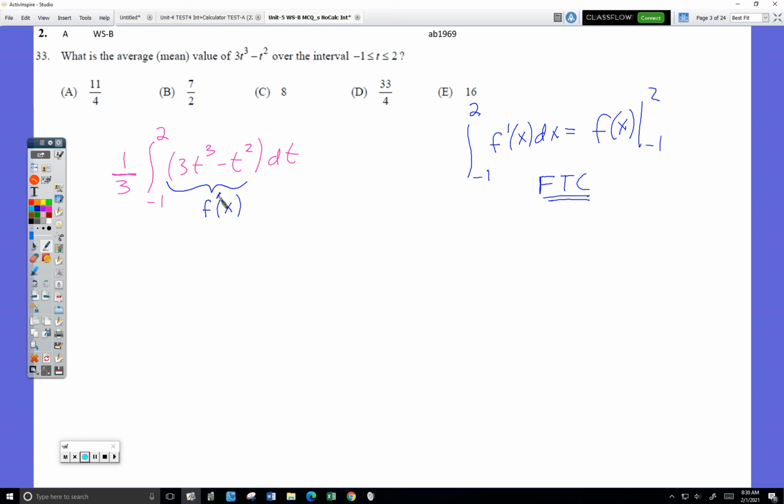This one's a lot easier because I'm subtracting, so I can search for the antiderivative of this separate from the antiderivative of this. So next line, make sure your notation is very clean here. 1/3, parentheses. I'm not going to have the integral sign anymore because I'm going to find the antiderivative. The 3 is a multiplying constant. I just write it down. The antiderivative of t cubed is t to the 4th over 4. The antiderivative of t squared is t cubed over 3. So this is my f.